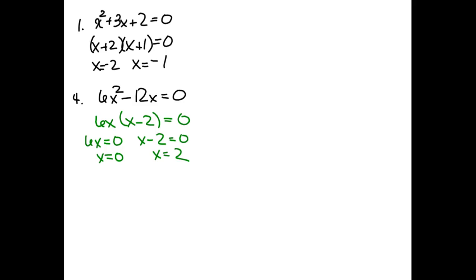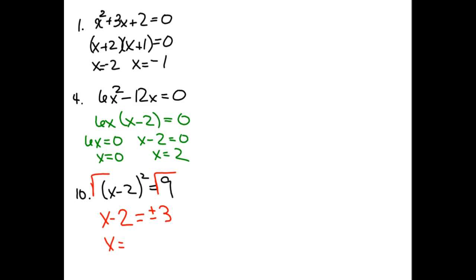What would happen on number 10? If you look at number 10, it says (x - 2)^2 = 9. Well, just about the only way I can take care of that one would be square roots, because we've got parentheses squared, so we're going to take the square root of both sides. x - 2 = plus or minus 3. x = 2 plus or minus 3. So x = 5, since 2 plus 3 is 5, and 2 minus 3 is negative 1.